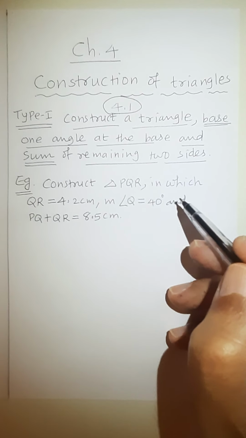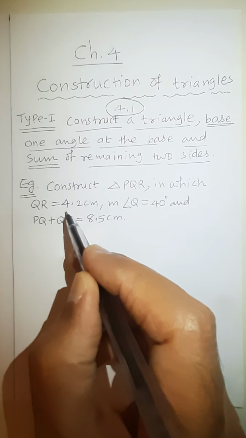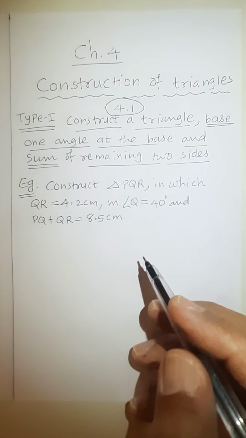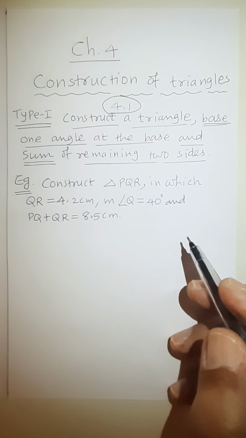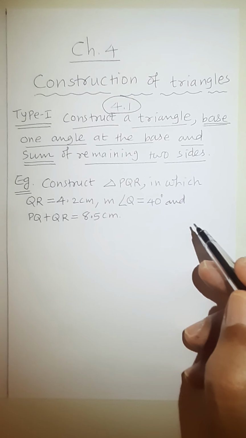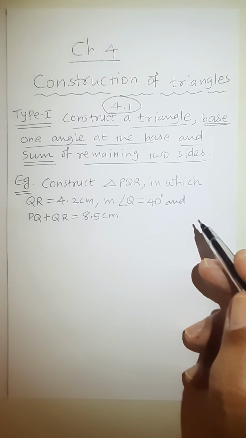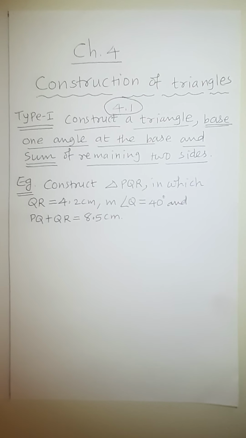Now first of all we will construct the base of the triangle. What is the base? QR, and it is 4.2 centimeter. You should be ready with the four instruments you need. One, a plastic scale. Second, a sharp pencil. Third, a compass, and fourth, a protractor always. If you have these ready, we will start the construction.